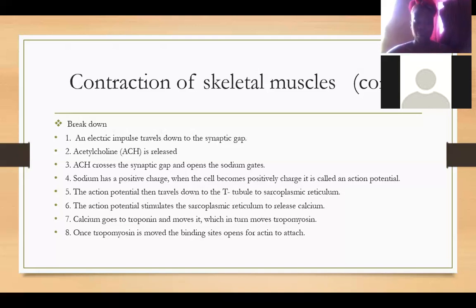So as we saw before, calcium is needed for muscle contraction. When calcium is released, it goes to troponin and moves it. So it shifts the troponin so the binding sites are opened for the actin filament to attach, thus completing what is needed for the muscle to contract. All right.